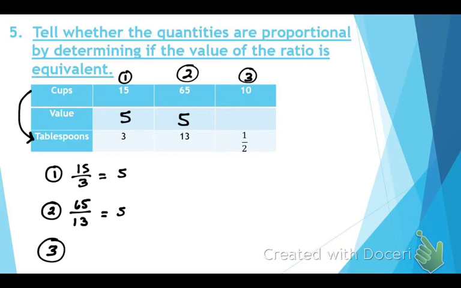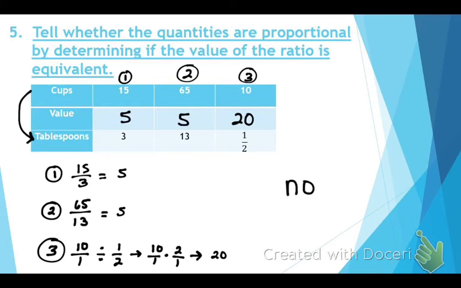Number 3, how would I figure out what that value of the ratio is, class? Divide. Take the first one, which is 10. I'll say 10 over 1, and divide it by the second one, which is 1/2. Keep the first one. Flip the second one. Change the operation. What is the answer? 20. So, class, is this an equivalent table? No, they are not all 5, so the correct answer is no.